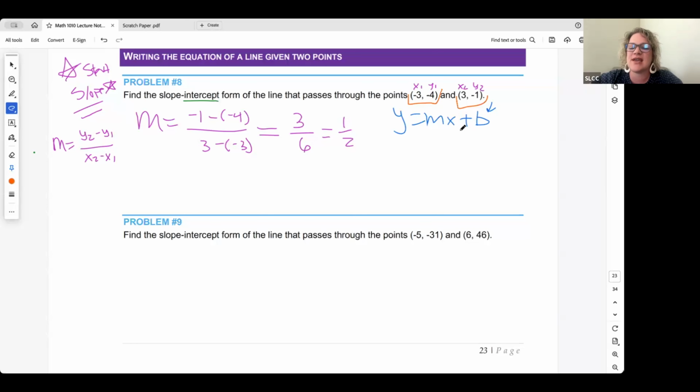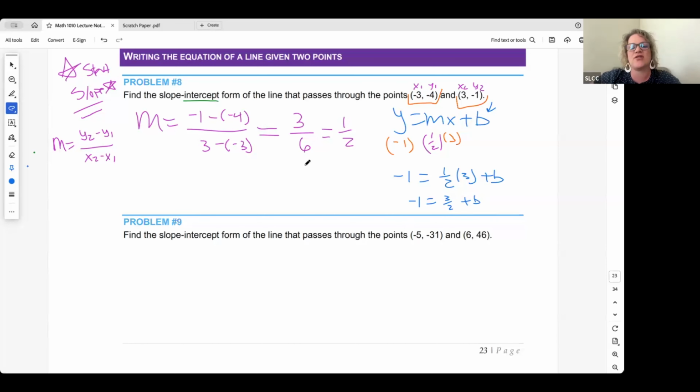Let's just use 3, -1. So I'll plug in 3 for x and -1 for y. And I know that my slope is 1/2. Now that I plug all those pieces into my template, I can solve for b. -1 equals 1/2 times 3 plus b. So -1 equals 3/2 plus b.